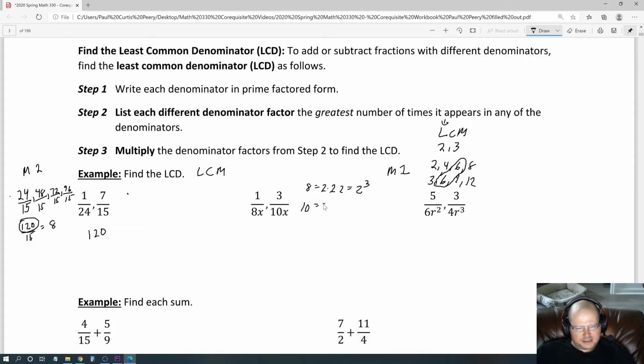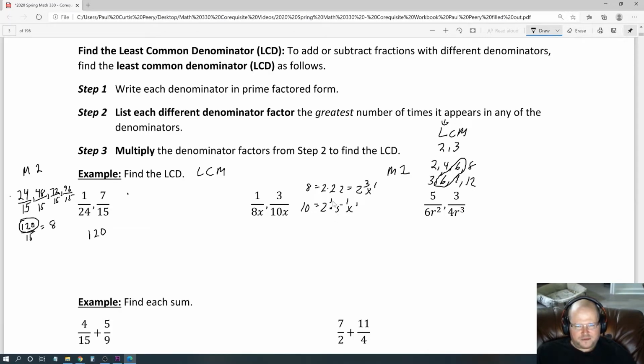And 10 is 2 to the first times 5 to the first. Now they both also have x's, so you can put the little x on there if you want. And the x is to the first power. So to find the least common multiple, or in this case, since it's in the denominator, the least common denominator, you would simply pick each element to the highest power.